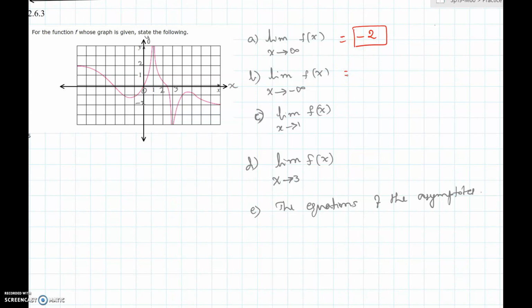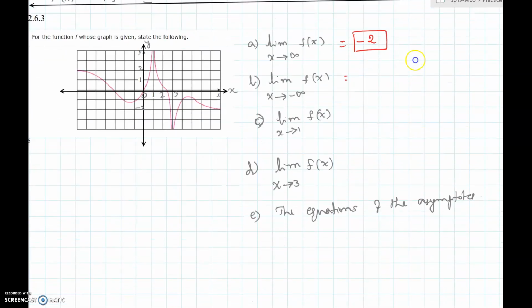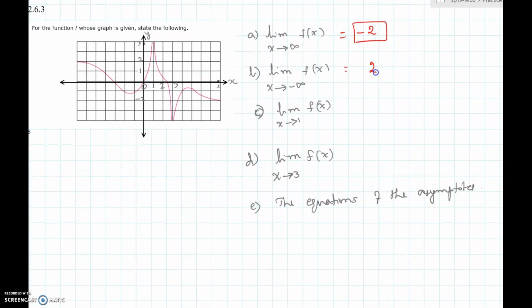Now, the second part, the limit as x approaching negative infinity of f of x. So, now we have to look at the graph to the left of 0 towards negative infinity. X is approaching negative infinity. Now we have to look at the piece which is above the x-axis to the left of 0, which is this part, and actually the value of y is approaching positive 2. So this limit is equal to 2.